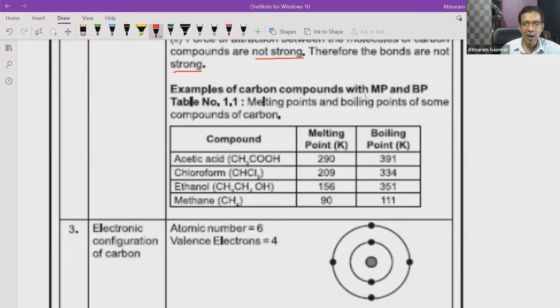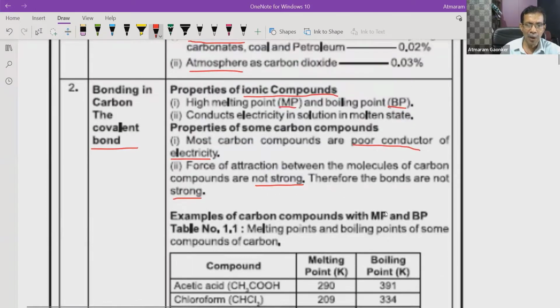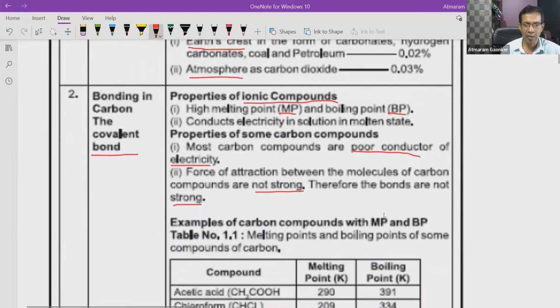Examples of carbon compounds with melting point and boiling point are given here: acetic acid, chloroform, ethanol, methane. These compounds with formulas you have to remember. Acetic acid is CH3COOH, that we will see later also. Chloroform is CHCl3, ethanol is CH3CH2OH, and methane is CH4. And these are their respective melting points and boiling points. So we have seen the properties of carbon compounds and ionic compounds.